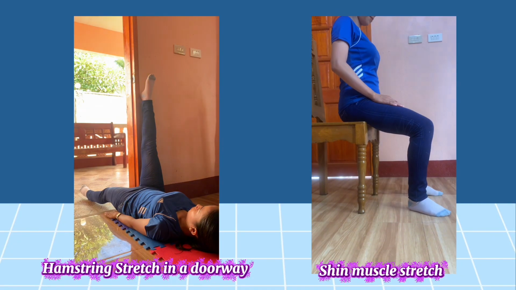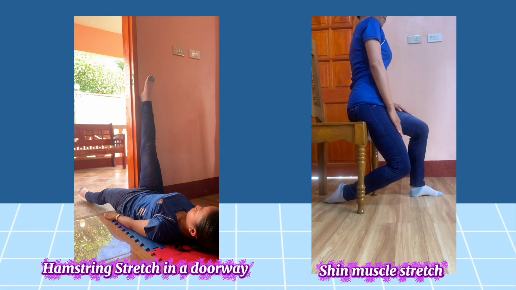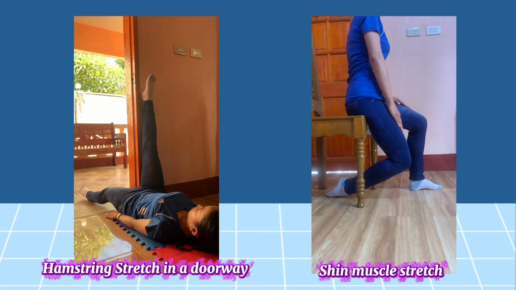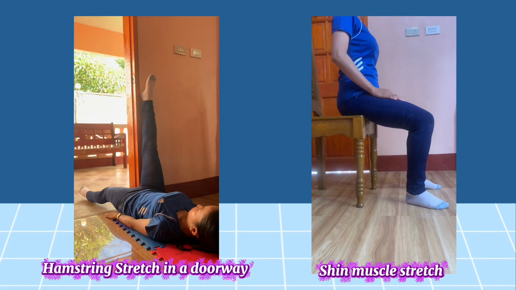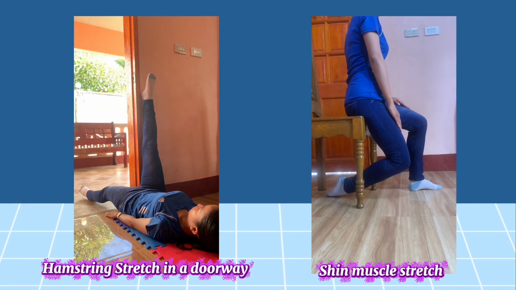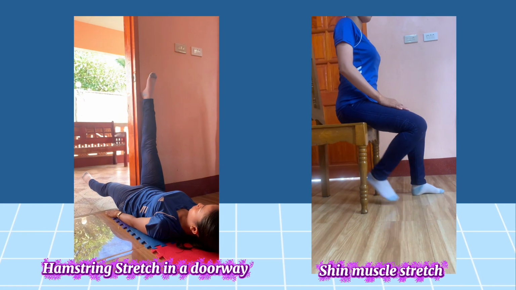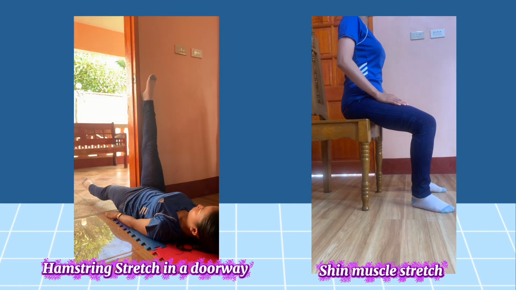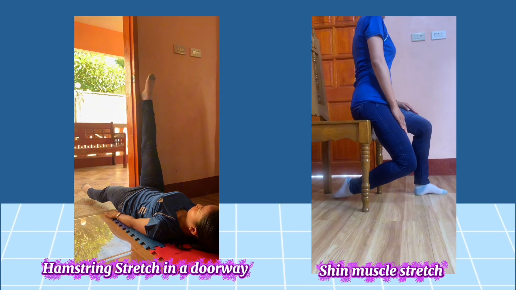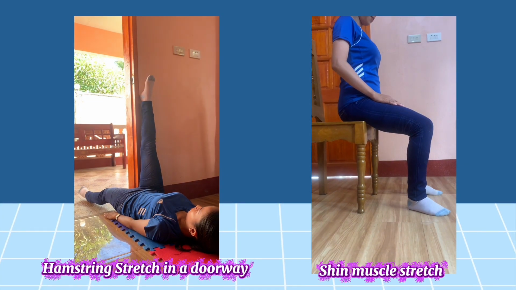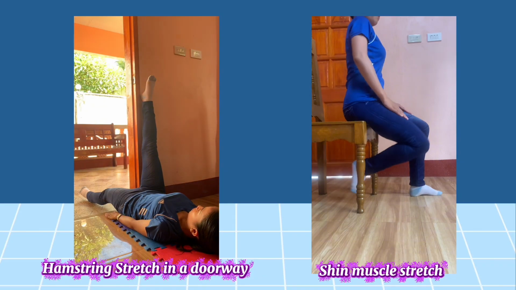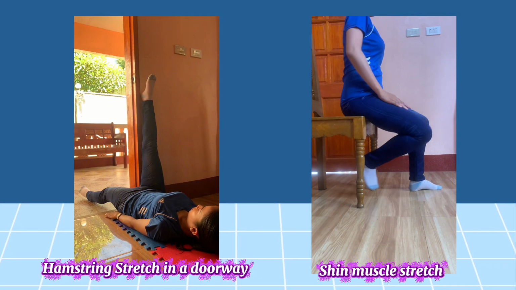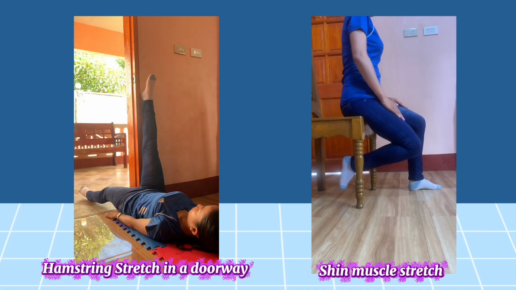Next is the shin muscle stretch. First, sit in a chair with both feet flat on the floor. Second, bend your affected leg under the chair so that the top of your foot near your toes is flat on the floor, and your toes are pointed behind you away from your body. If you need to, you can hold on to the sides of the chair for support. Hold this stretch for 15 to 30 seconds and then relax. Then repeat 2 to 4 times.